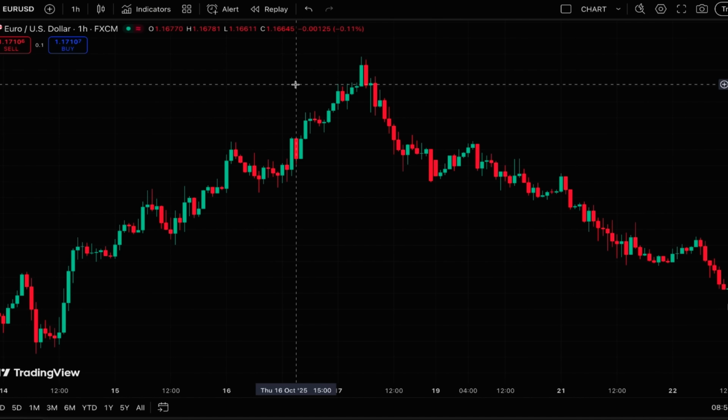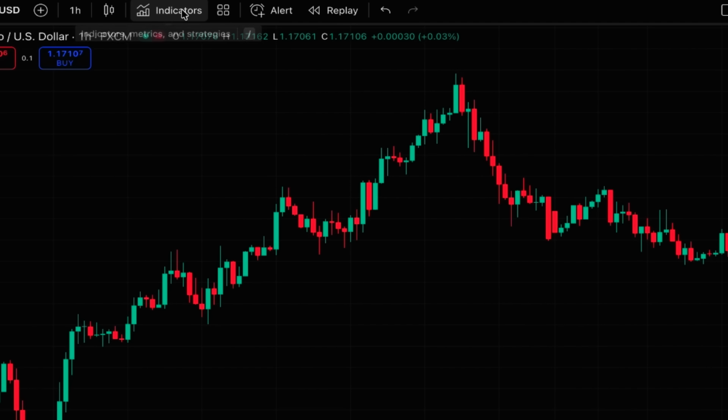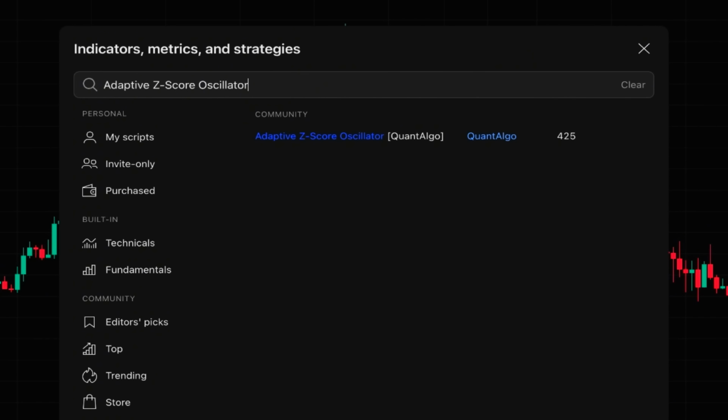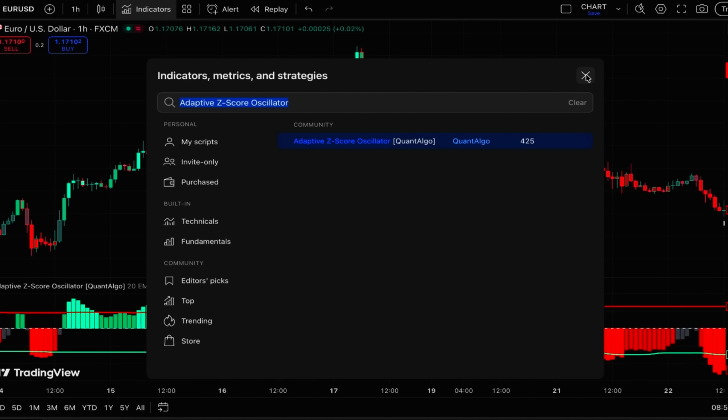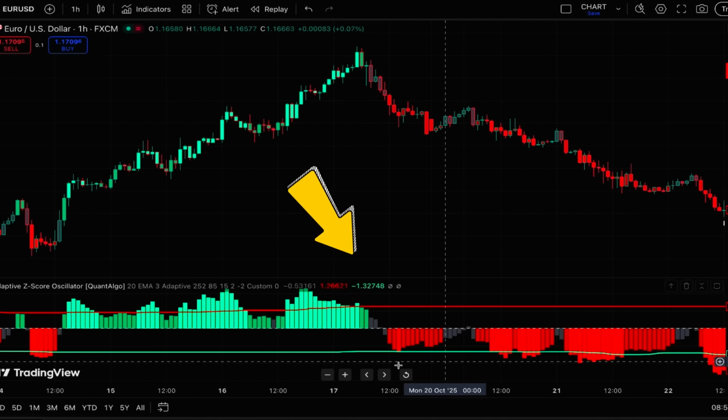Alright, now let's add the indicator. Here we click on indicators and we search adaptive z-score oscillator. This one, which is a new indicator from Quant Algo. Alright, this is the indicator, and as you can see, it is added here below the chart.